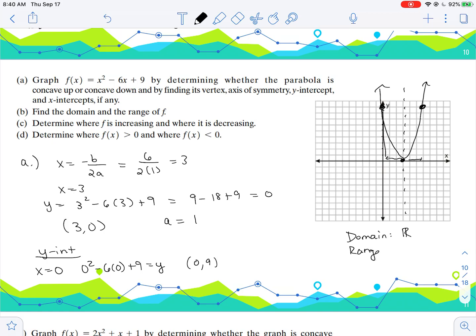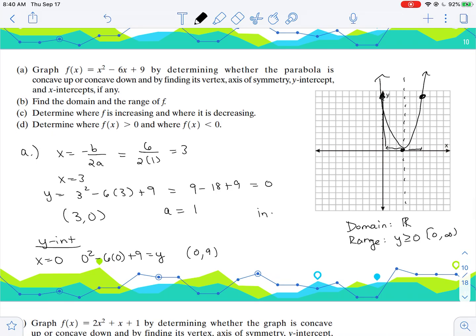What's the domain of a parabola? Well, the domain of our quadratics, if you remember, is all real numbers. The range, well, the y values that this graph can take on are y is greater than or equal to 0, or from 0 to infinity.